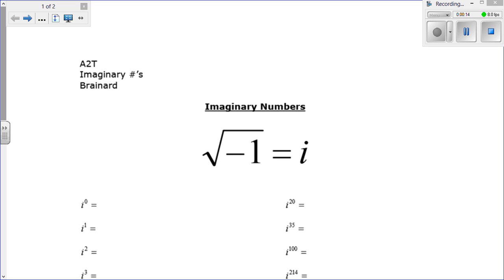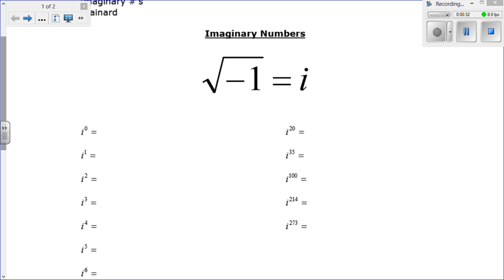As you can see, we are not yet done with radicals. We have what are called imaginary numbers, and imaginary numbers come from negatives under the radical. So the square root of -1 is equal to i. If I have i to the 0 power, anything to the 0 power is 1. i to the first power is i, because anything to the first power is itself.